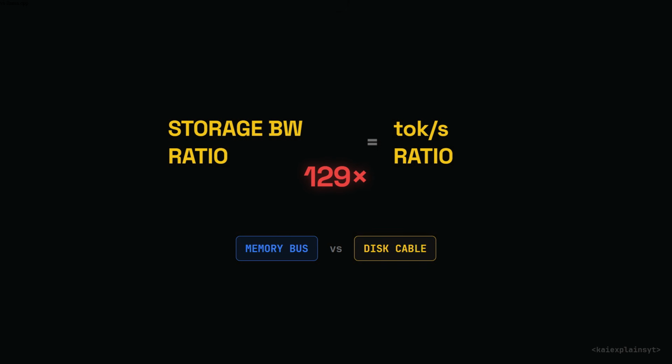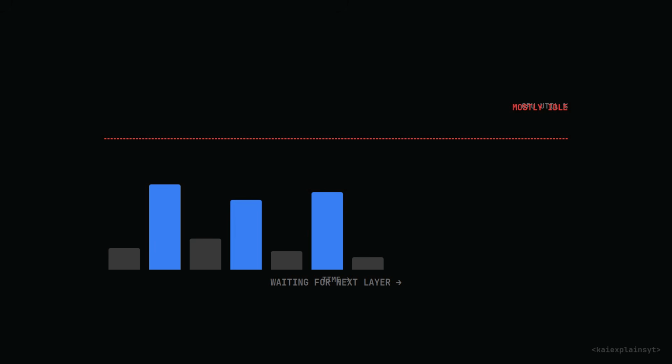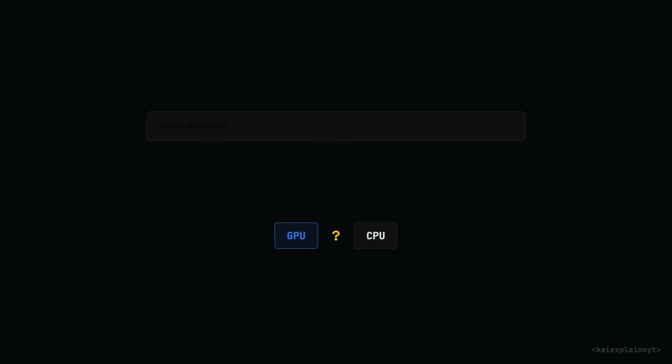That 129 times gap against llama.cpp was never really about the code. It is a memory bus against a disk cable showing up as a number you can watch on screen. You can watch it happen in the utilization graph. During decode, the GPU sits mostly idle, waiting for the drive to hand it the next layer.